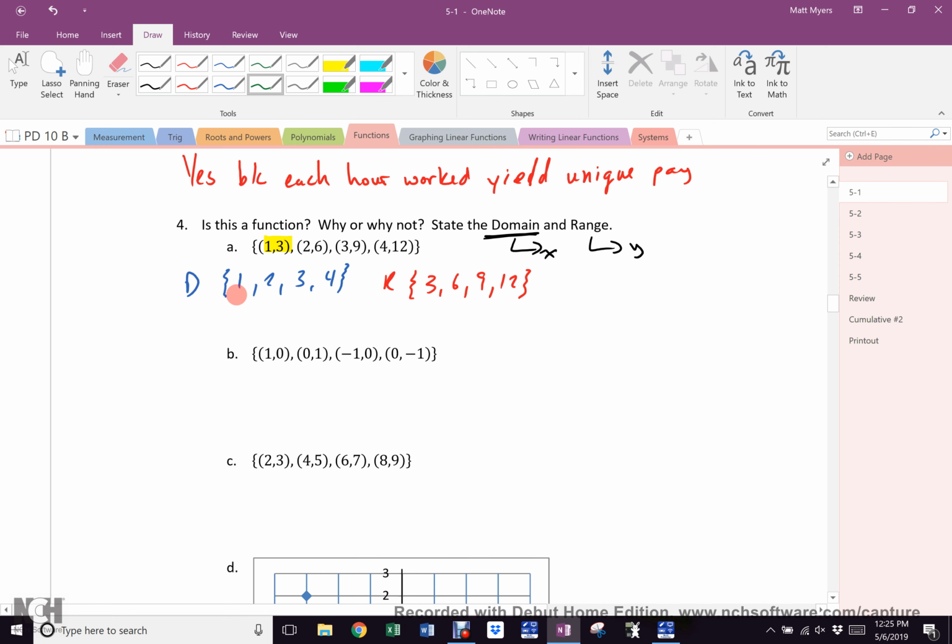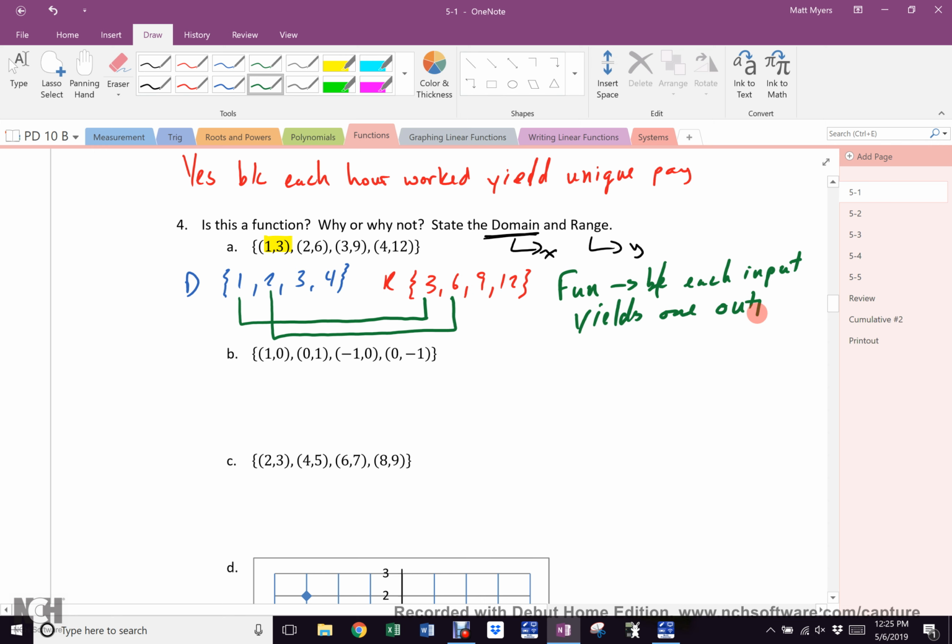How many outputs is there for one? One, because one is three. How many outputs for two? One, six. So is it a function? This is a function. Why? Because each input yields one output. Now, I don't want to say X and Y, because what if we're not talking about X and Y? What if we have hours and days? Hours and pay. Everybody with me? That's why I want you thinking inputs and outputs. Everybody good? All right. Let's look at the next one.